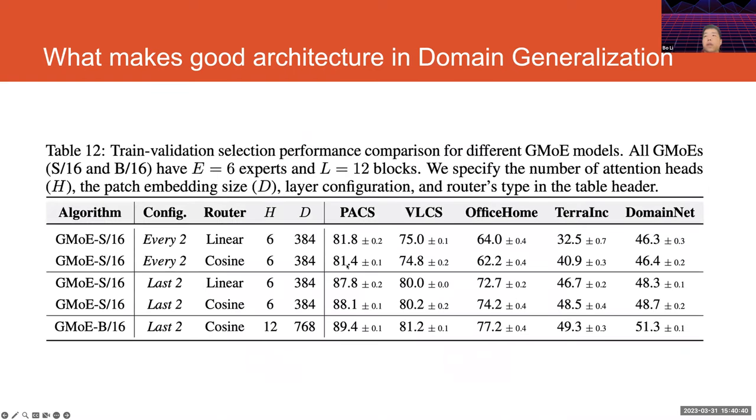And here we also validate some results from the detailed configurations or alternations. You can see that the last two cosine routers have the best performance on many of the datasets.